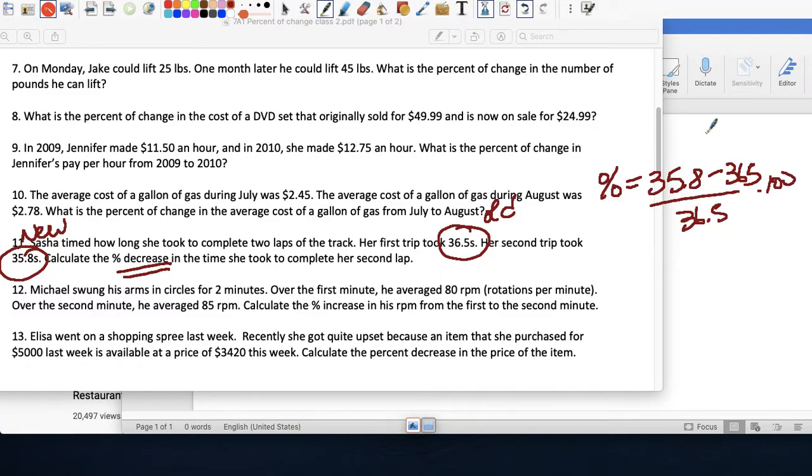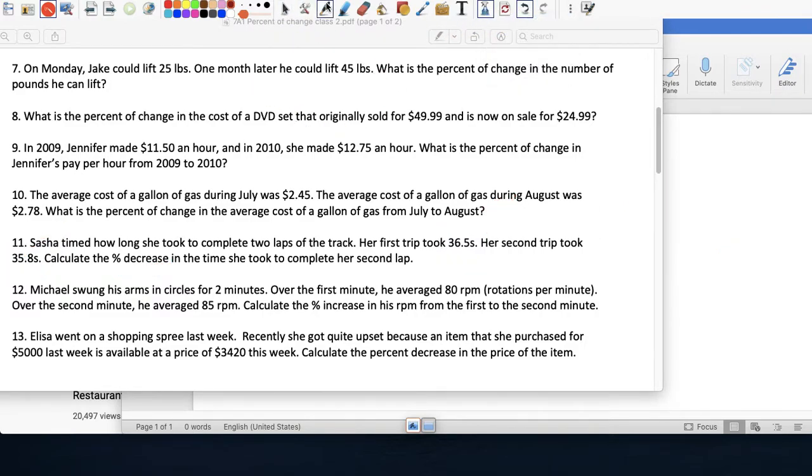35.8 minus 36.5, enter. Divided by 36.5, we get negative 0.1917. We've got to multiply that by 100. Sorry, I forgot a 0. Negative 0.01917 times 100. So we're going to move the decimal 2 over. 1, 2. It's going to be negative 1.91. We're going to cut it over here.